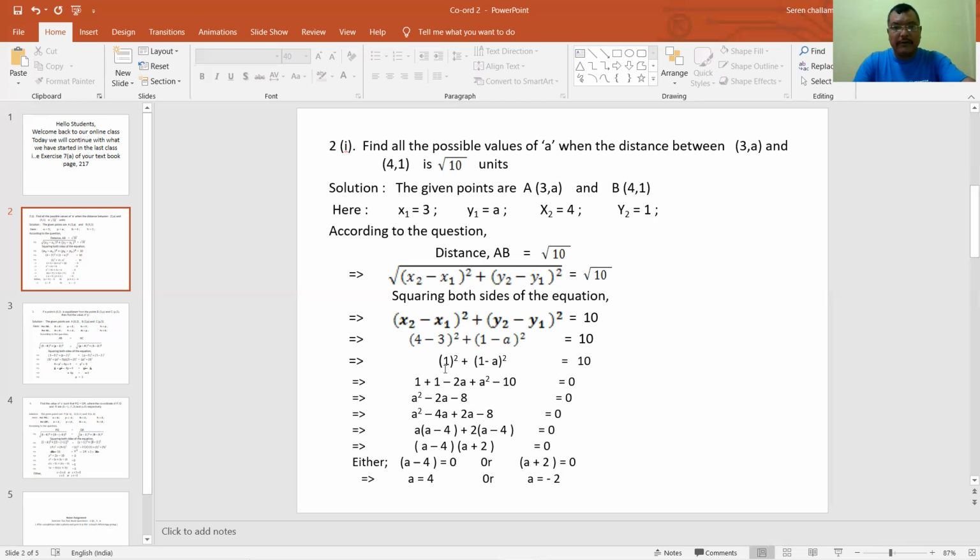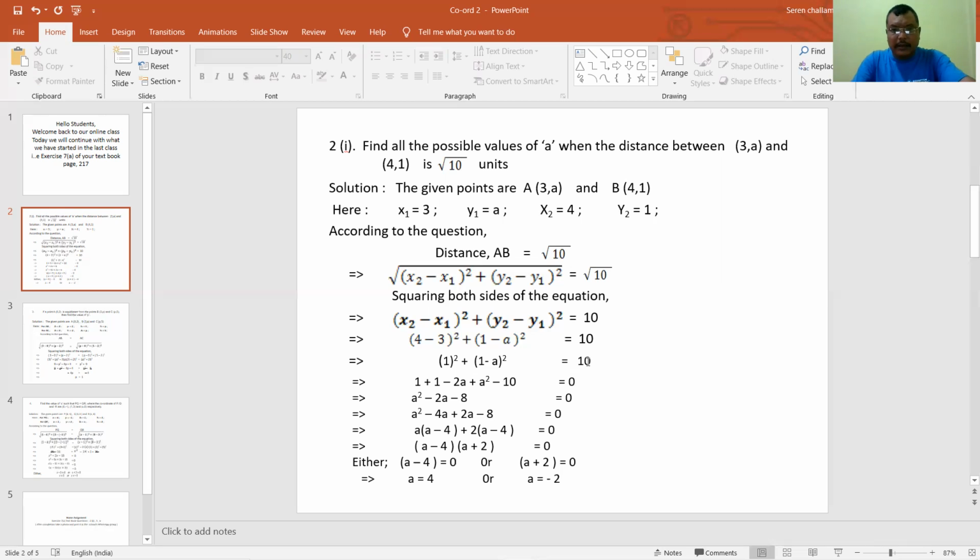In the next line, 1 square is 1. But here we have (1 minus a) whole square. This is in the form of (a minus b) whole square. As we all know, (a minus b) whole square gives you a square minus 2ab plus b square. So we expand this, we get 1 squared, that is 1, minus 2 into a into 1, that is 2a, plus a squared.